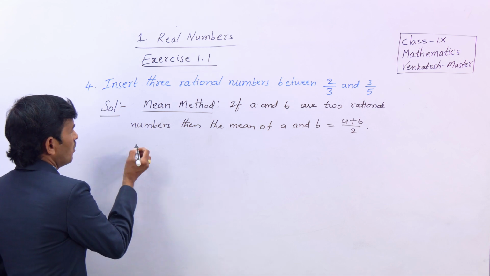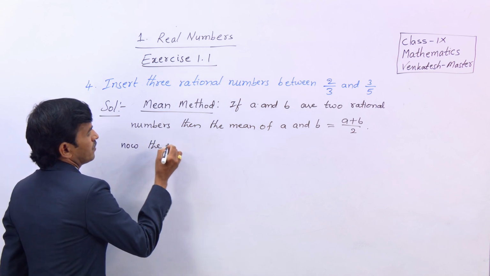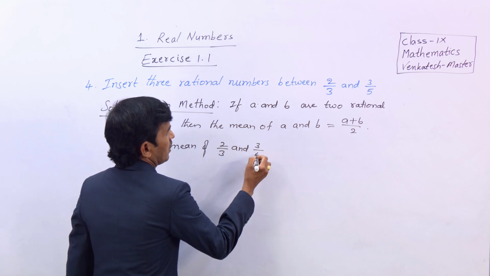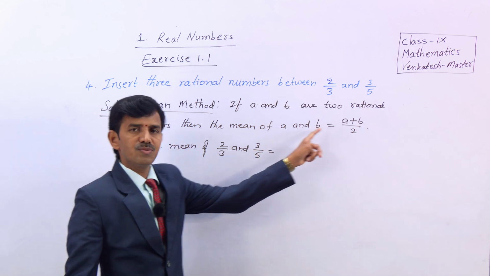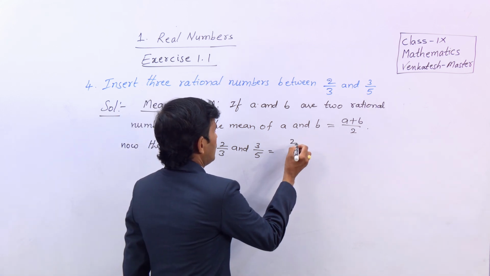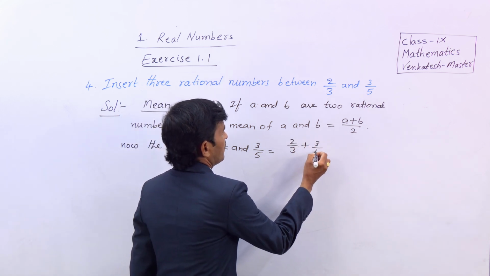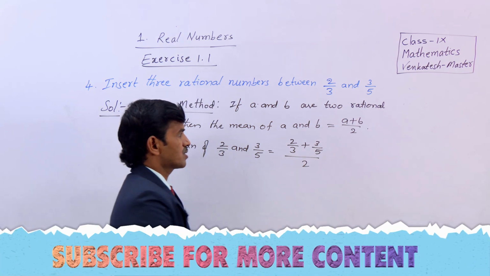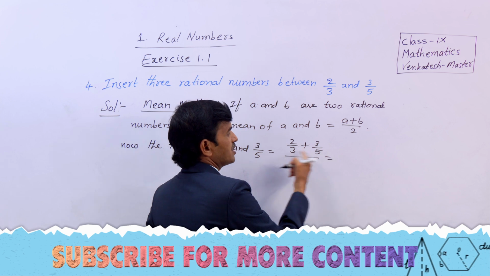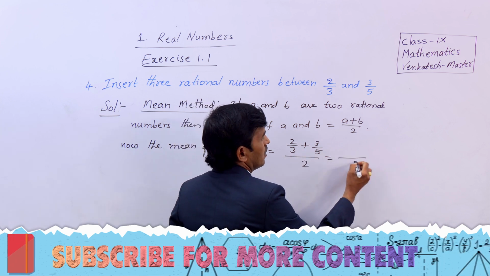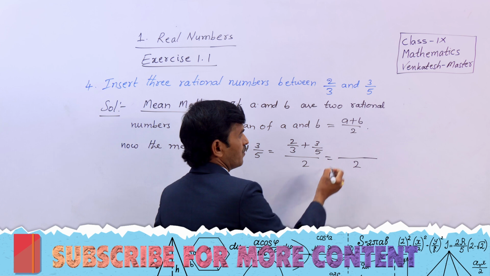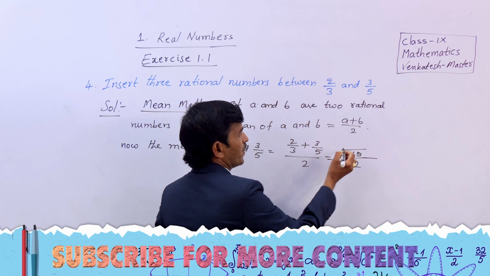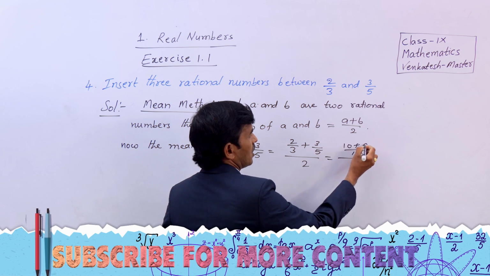So in the same manner, the mean of 2 by 3 and 3 by 5 can be written according to this formula. What can you write here? 2 by 3 plus 3 by 5, by 2. Average of these 2 rational numbers. So what do you get here? Multiply the LCM in the numerator, denominator same. In the numerator, if you simplify, 3 5s are 15. By cross product, 2 5s are 10 plus 3 3s are 9.